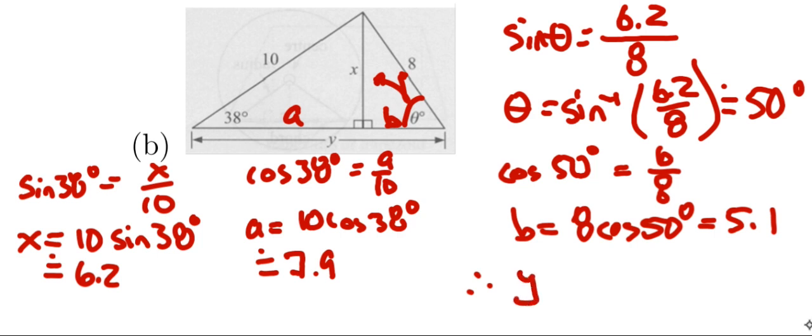So therefore, y, which is going to equal a plus b, is going to be that 5.1 that I just came up with, plus the 6.2 that I came up with before, and that is going to round to 11.3. Awesome.